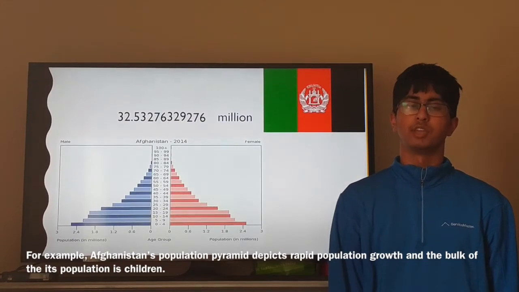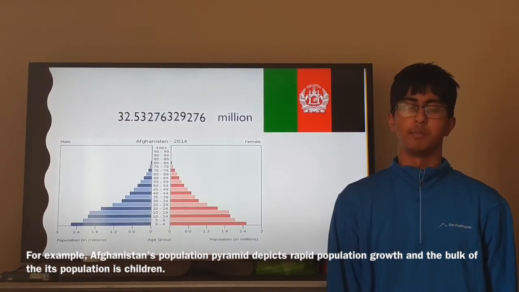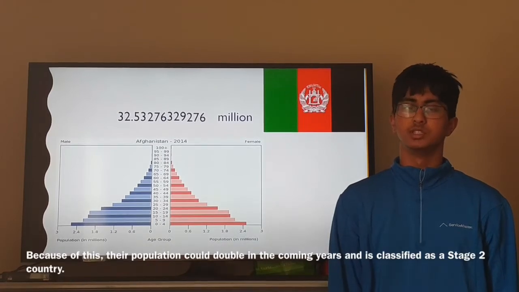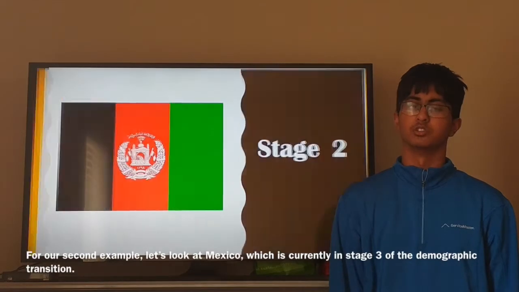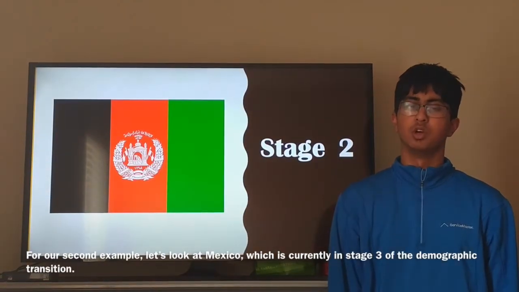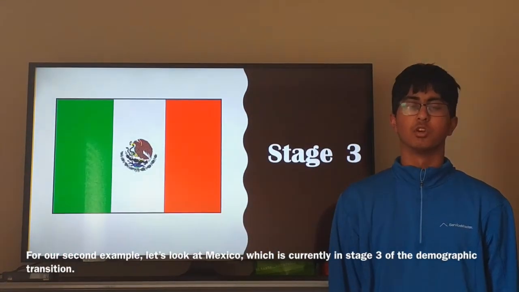For example, Afghanistan's population pyramid depicts rapid population growth and the bulk of its population is children. Because of this, their population could double in the coming years and is classified as a Stage 2 country. For our second example, let's look at Mexico, which is currently in Stage 3 of the demographic transition.